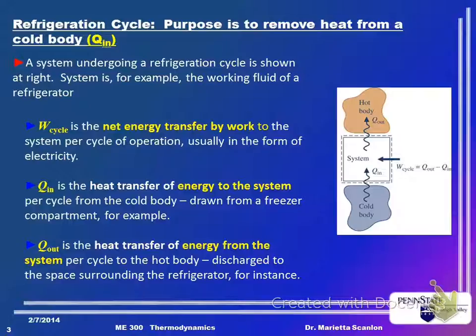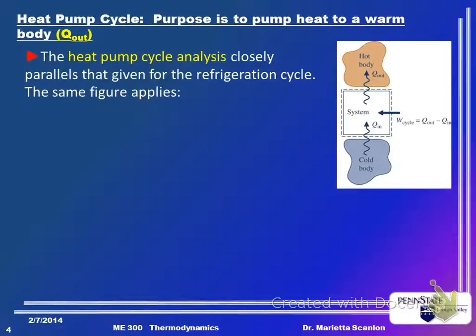Okay, and the last cycle is a heat pump cycle. For a heat pump cycle, the schematic is exactly the same as refrigeration. W in, Q in from the cold body, Q out to the hot body. What's different for a heat pump cycle is where you grab the thing you want. For refrigeration, you wanted to cool this cold body and take advantage of that. For a heat pump, you want to take advantage of the hot body.